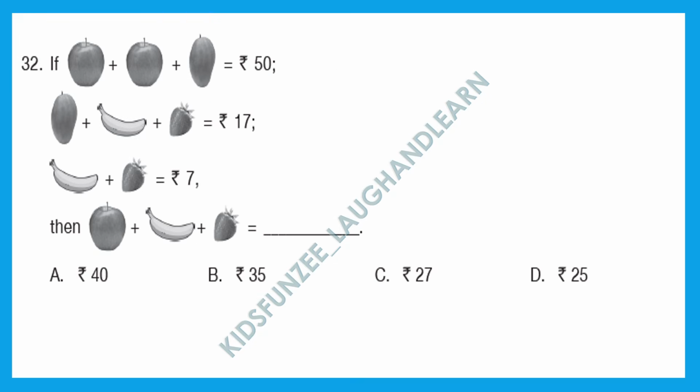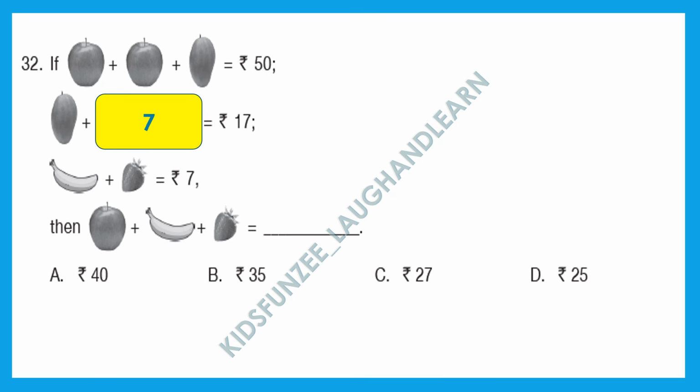Question 32. If 2 apples plus mango equal to rupees 50, 1 mango plus banana plus strawberry equal to rupees 17, banana plus strawberry equal to rupees 7, then find the value of an apple plus banana plus strawberry. These type of question, what we do, we pick one equation and put the input into the other equation. So first we'll take the value of banana plus strawberry and put that in the second equation. Let's do that.